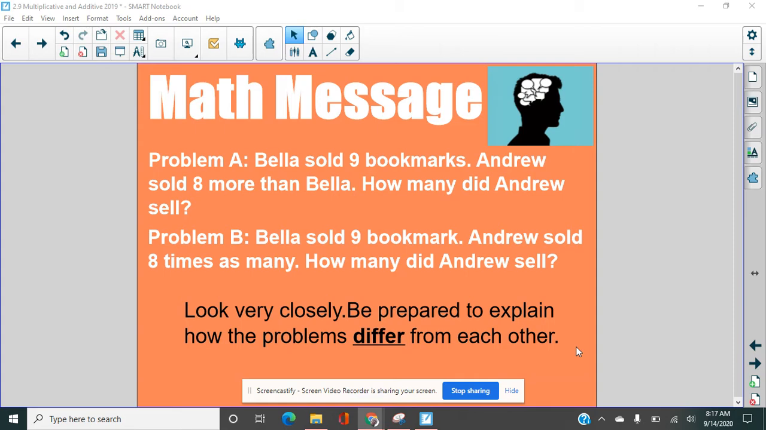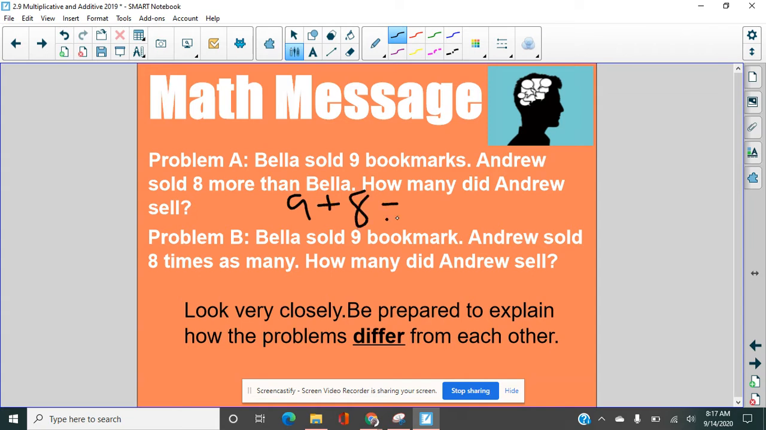All right, what we should have noticed. Let's look at problem A. Bella sold 9 bookmarks. Andrew sold 8 more than Bella. How many did Andrew sell? Well, one of the key words here, I know that Andrew sold more and he sold 8 more, not 8 times more, right? So to solve this problem, I would need to do 8 plus 9 equals 17.